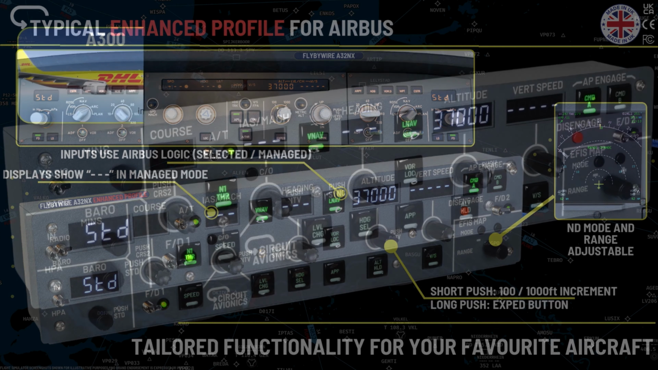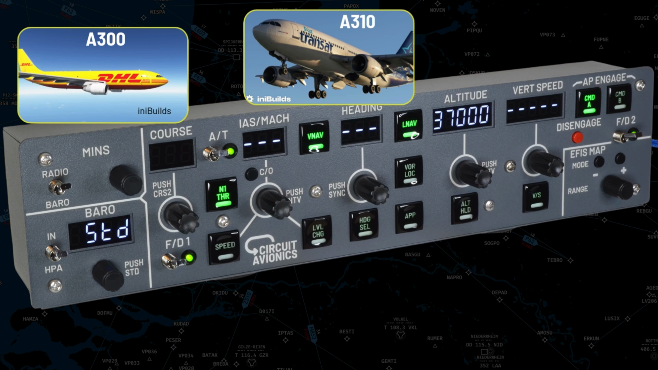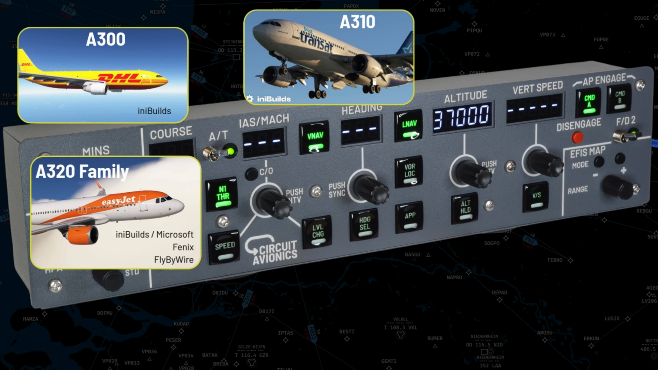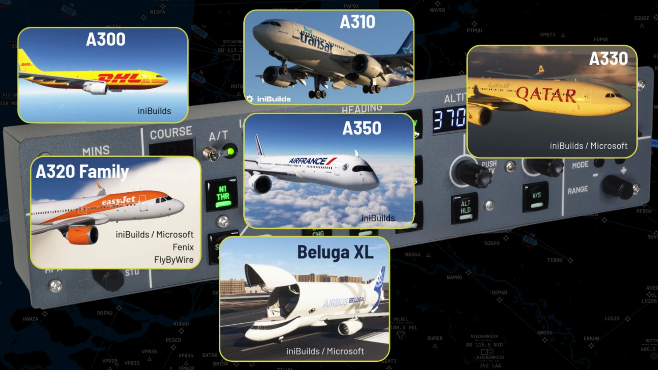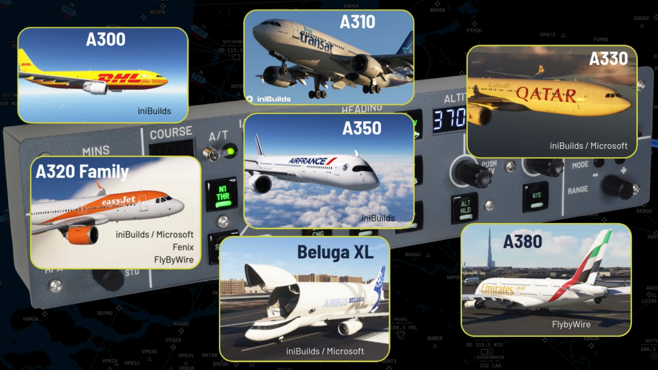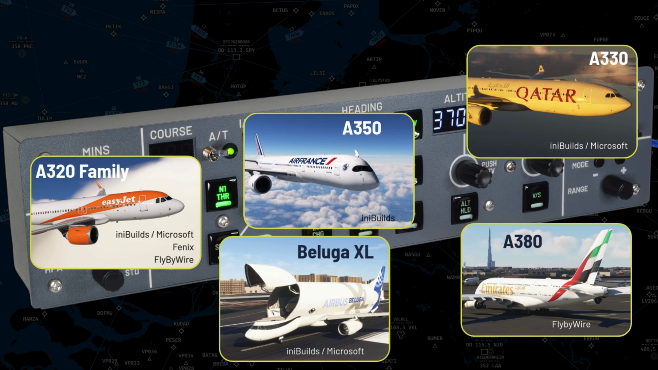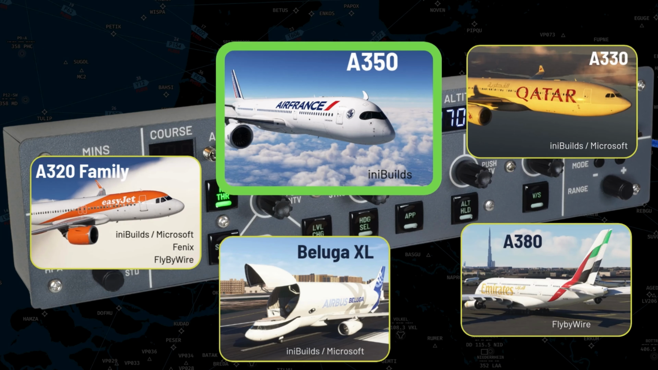You can use your autopilot with the Airbus A300 and A310, the A320 family, the A330 family including the Beluga, the A350 and the mighty A380. The A300 and A310 belong to a different generation and we'll cover those in a separate video. Our demonstration takes place aboard the A350 from Unibuilds, but the functions are similar across all these types.